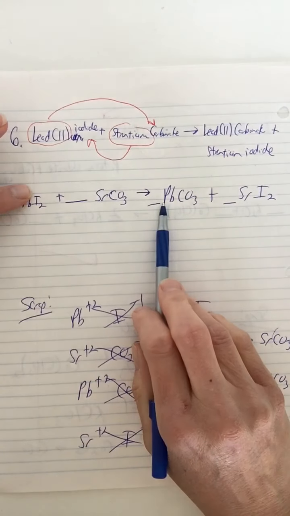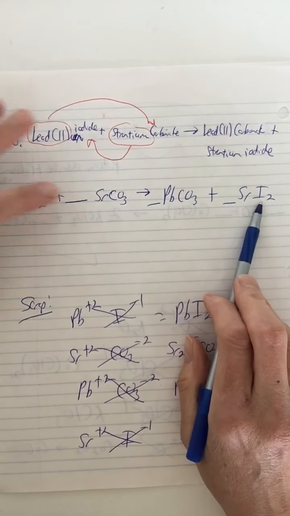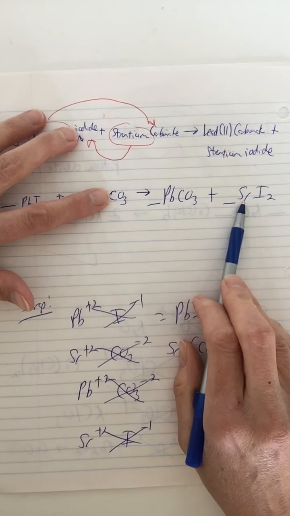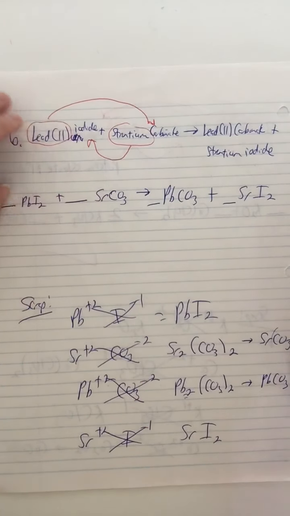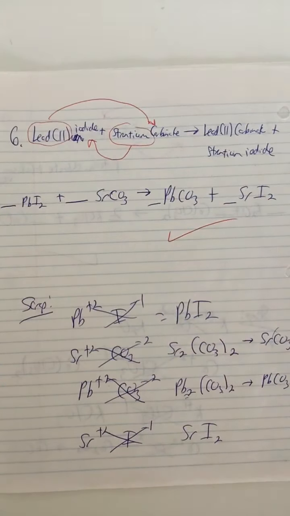1 lead, 1 lead. 2 iodide, 2 iodide. 1 strontium, 1 strontium. 1 CO3, 1 CO3. Ooh, got lucky. Already balanced. That was nice. Okay, so that was 2 double replacements.